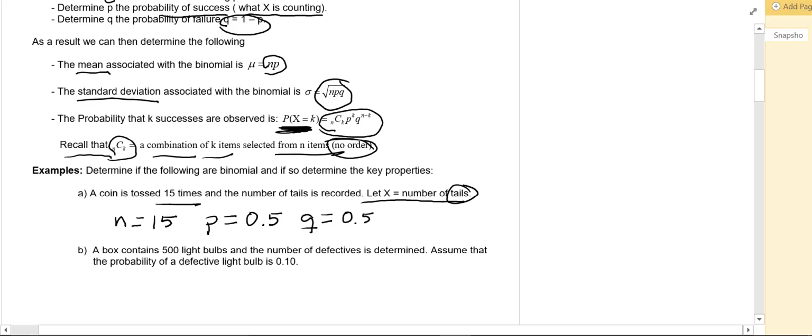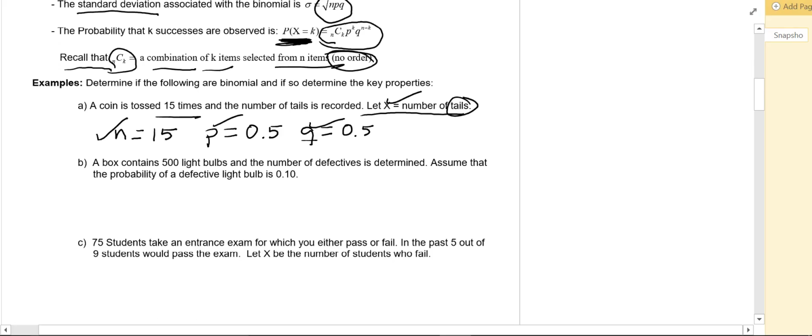Okay, so those are the key properties. How many times is the experiment being performed? Well, we already decided what we're counting. The probability of what we're counting. The probability of the opposite. So A is a binomial distribution.